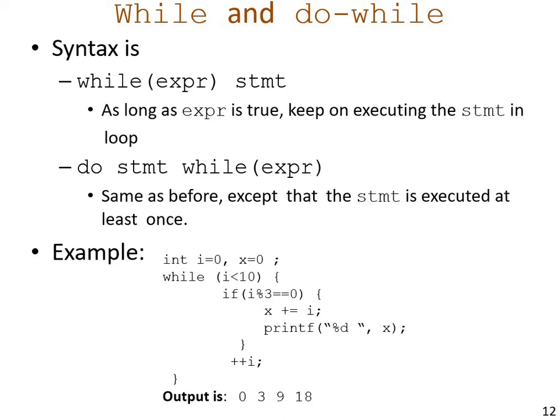So it should not print 18, because i is getting incremented. If it comes to equal to 10, it will come out; it doesn't need to go beyond 10. So let's correct this. That is only 0, 3 and 9.